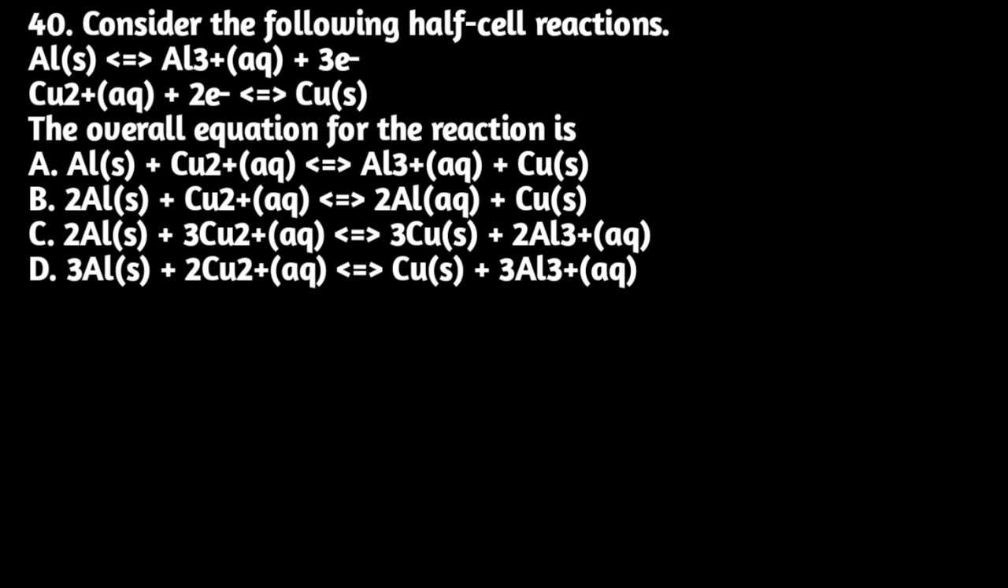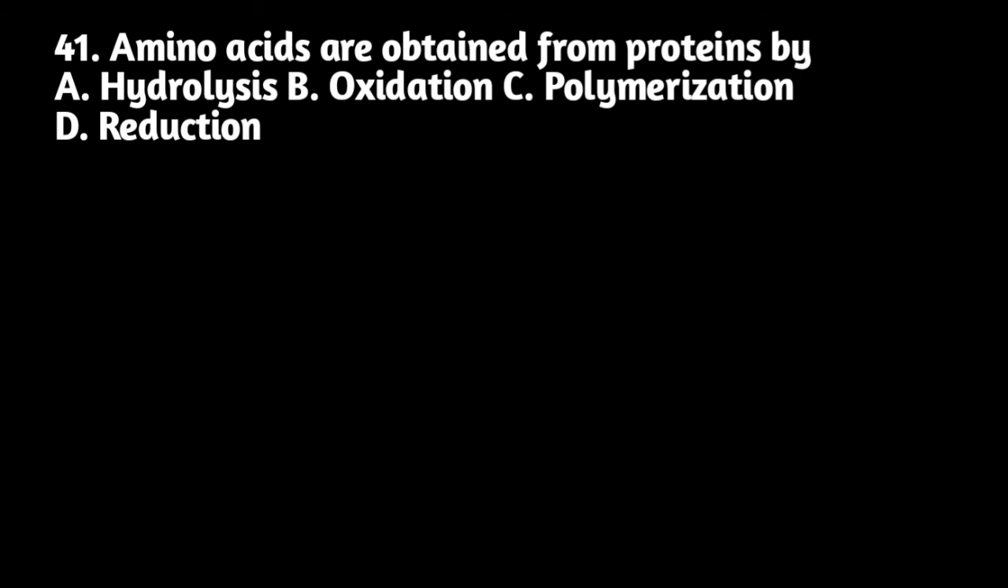Now we go for 41. Amino acids are obtained from proteins by hydrolysis. I just say something that looks more like this in the previous statement I made. That is, earlier I made it clear that protein hydrolysis will give us amino acids, and this is a question coming over here.